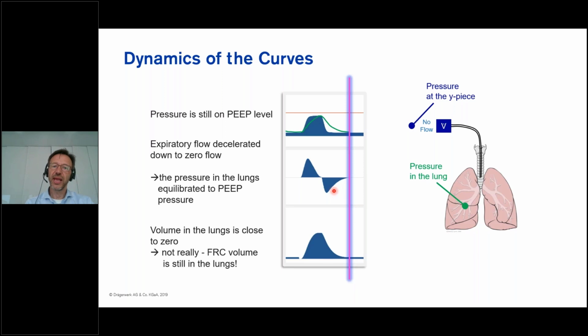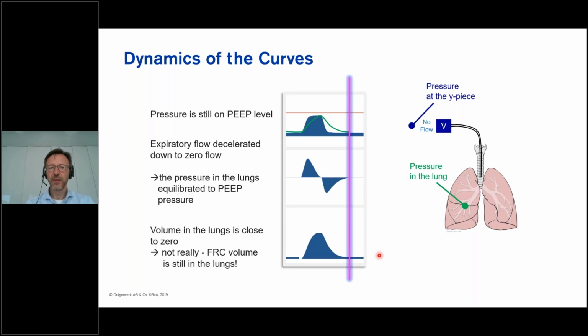Now we are at the end of an expiration. We have waited long enough, so the flow came down to the 0 line again, and therefore we can be sure that at this point in time, the pressure in the lung also came down to the PEEP level. The volume curve as well is coming back to the 0 line, even if we know that this is not really 0, it's the FRC level of the lung.